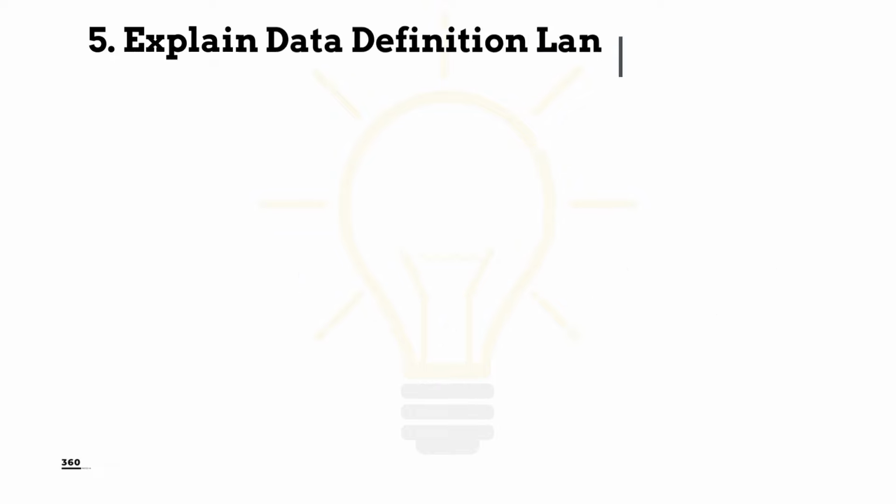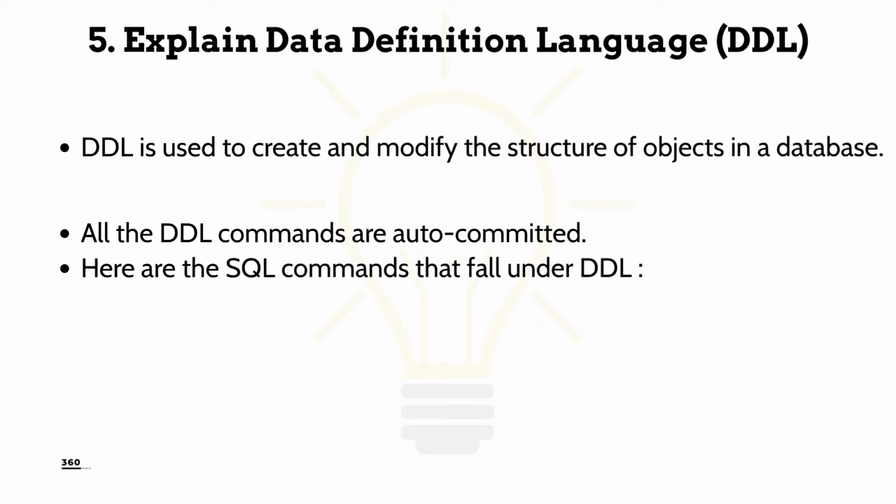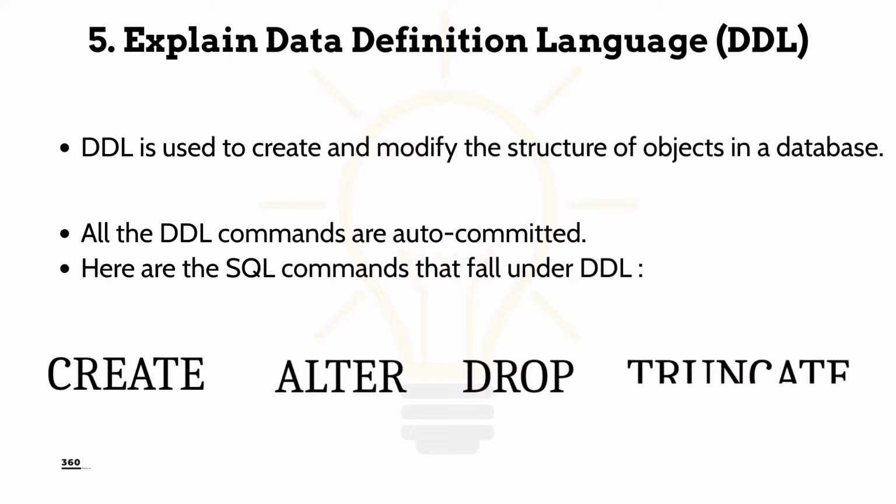So, explain what DDL is. DDL commands change the structure of objects in a relational database. All DDL commands are automatically committed. This means that it automatically and permanently saves all the changes in the database. The following SQL commands are under DDL: create, alter, drop, and truncate.